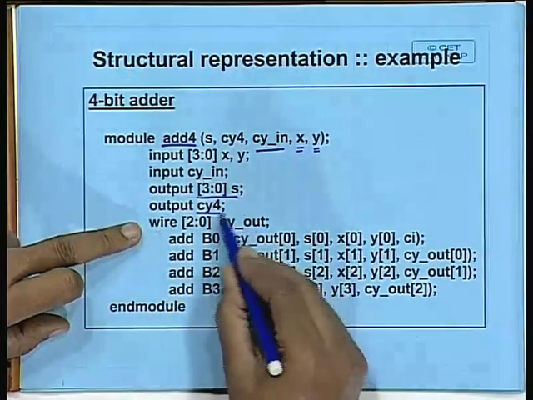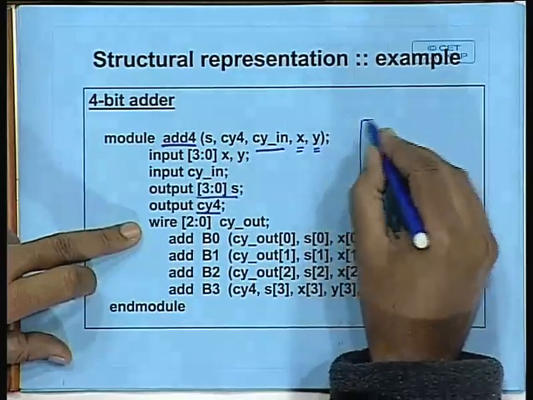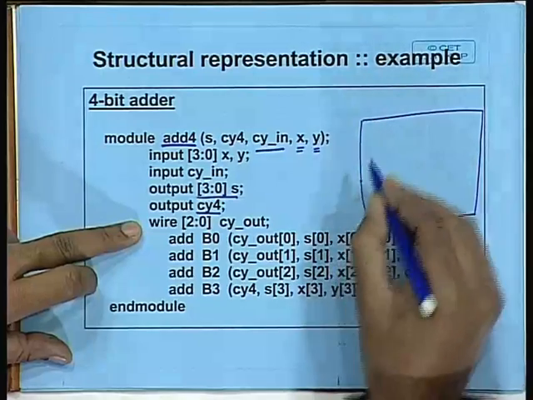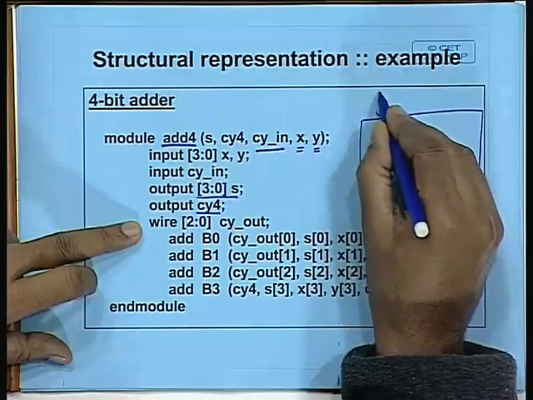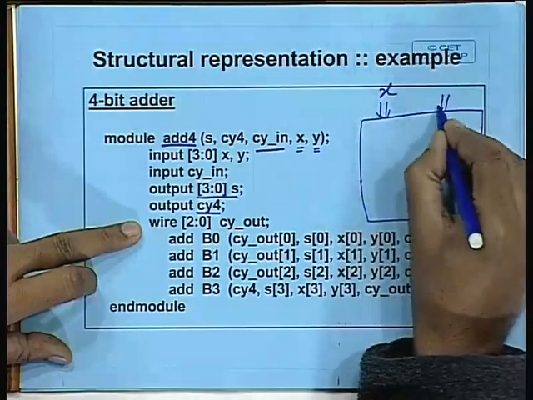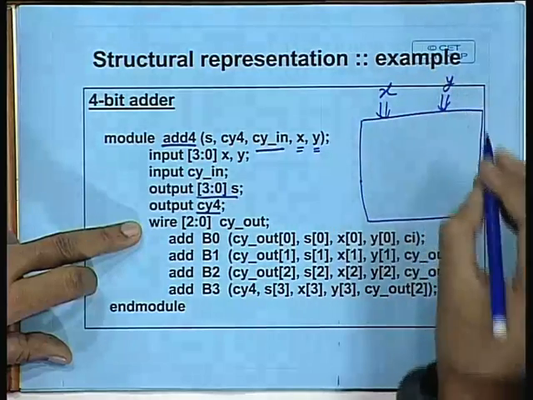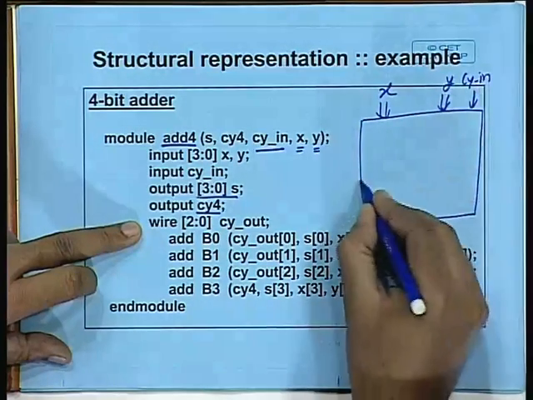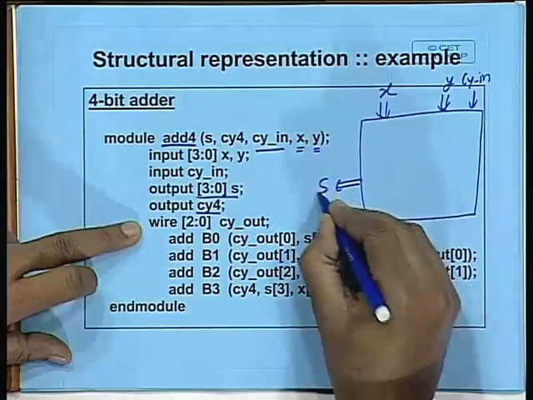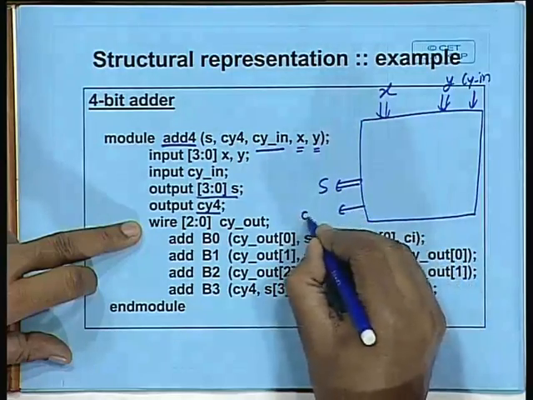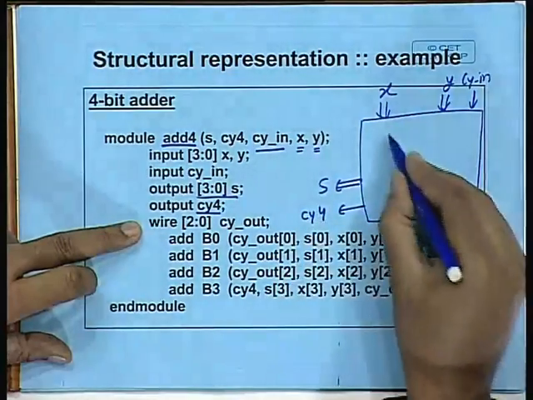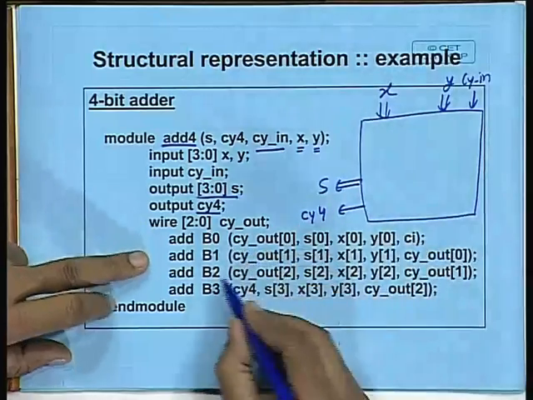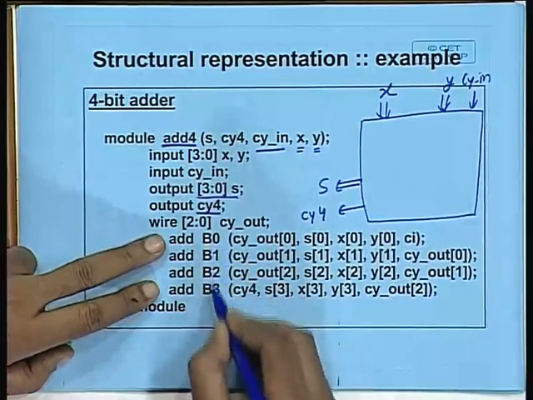This wire, say this is a black box we are considering. We have a vector x and a vector y, we have carry in, and then as output we have a vector s and a carry out cy4. Now, inside, just look at these 4 lines.